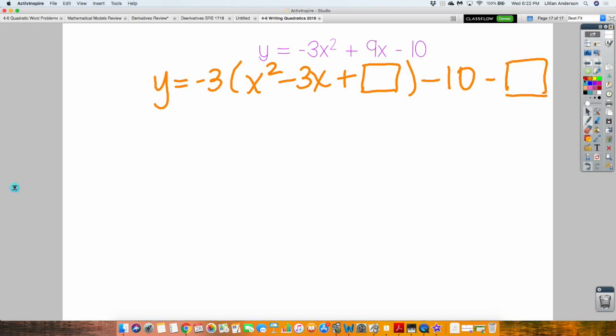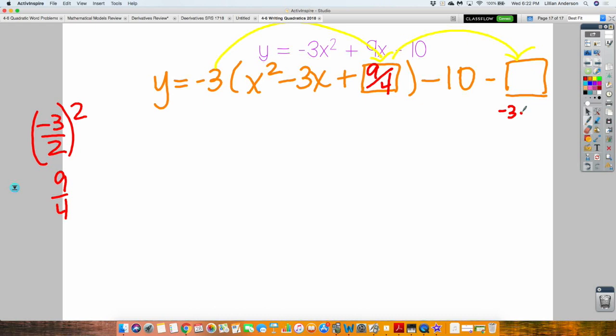B is negative 3, so I divide that by 2. That's my B over 2. Now I need to square it. Negative 3 over 2 squared is a 9 over 4. So 9 over 4 goes here, but remember, this is what I get when I do negative 3 times 9 over 4, what you get when you complete the square. That turns into a negative 27 over 4.